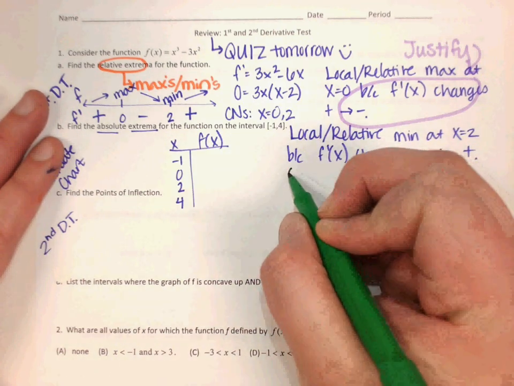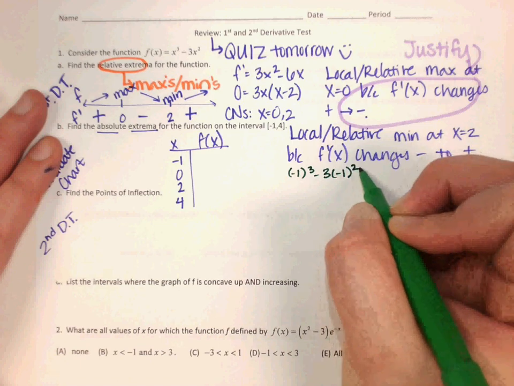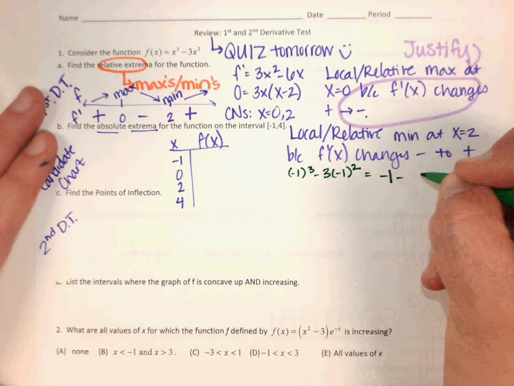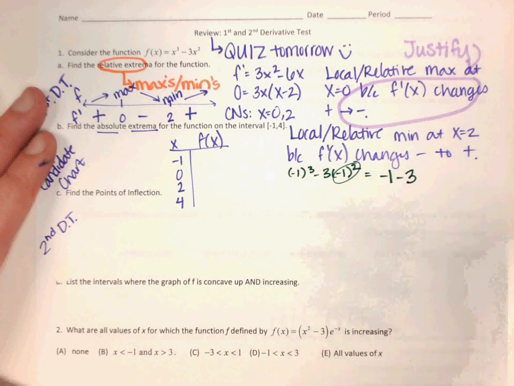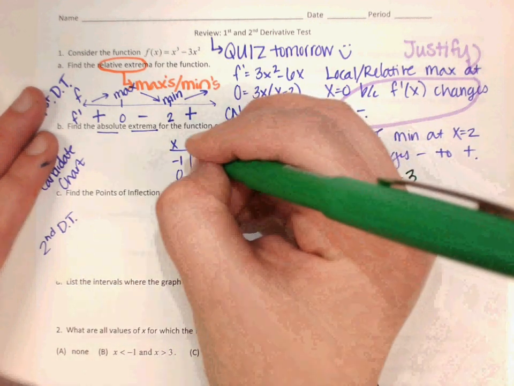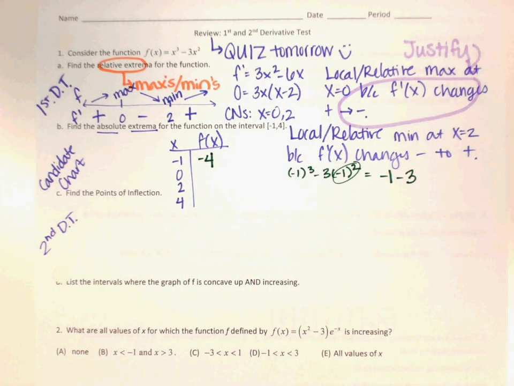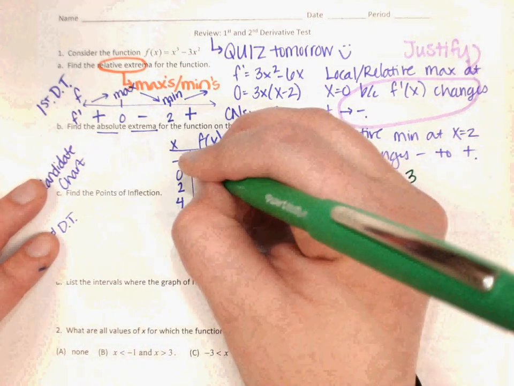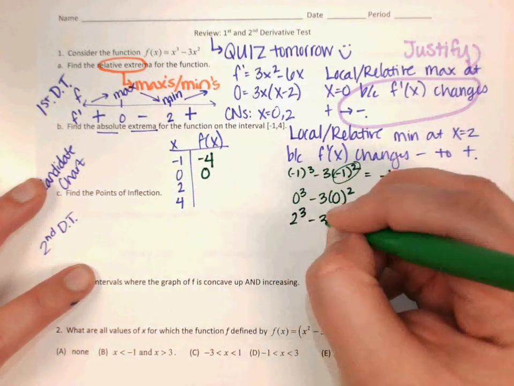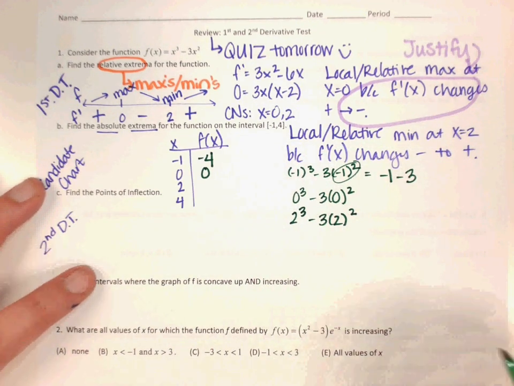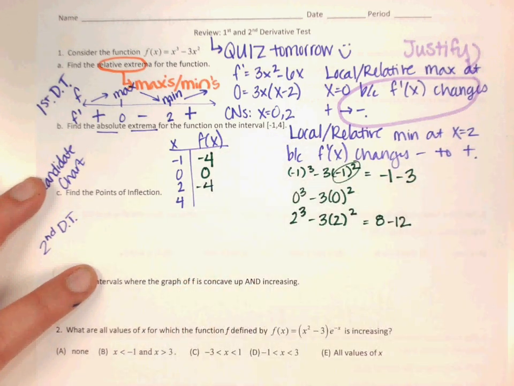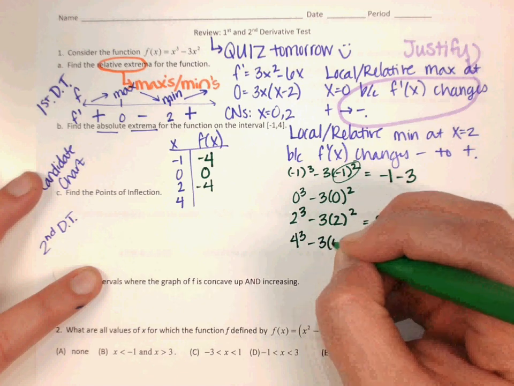So I'd have -1 cubed minus 3 times -1 squared. Well, -1 cubed is -1 minus 3 times -1 squared is +1. So it's going to be what for my value? Close. Overall, -4. Okay, next one, I'm doing 0 cubed minus 3 times 0 squared. It's 0. Okay, now let's do 2. 2 cubed minus 3 times 2 squared. Well, 2 cubed is 8. 2 squared is 4 times 3 is minus 12. 8 minus 12 is -4, because it's 4 times 3. Okay, and then 4 cubed minus 3 times 4 squared.